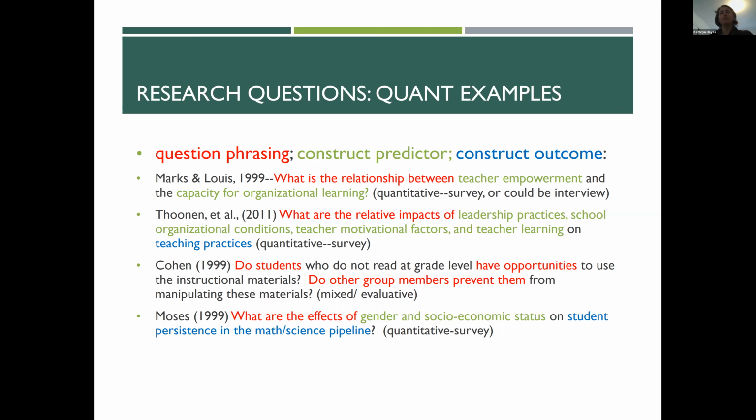And finally, a question that says, what are the effects of gender and socioeconomic status on student persistence in the math science pipeline? The word effects is also quantitative. So if you are doing qualitative research, I do not recommend that you use the word effects. And notice also that there are two predictors, gender and socioeconomic status, and there is an outcome, student persistence.